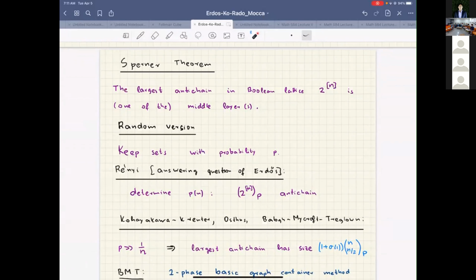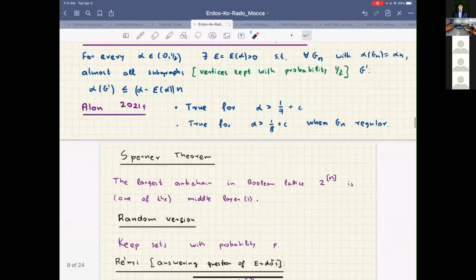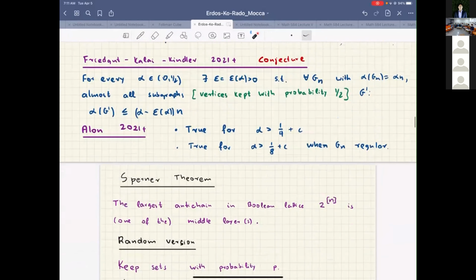József, I have a question. Yes. If you go up to the conjecture about the independence number of almost all subgraphs being bounded away from the original graph, does it have implication to the average size of independent sets? Does it imply some upper bound on the average size of the independent sets?